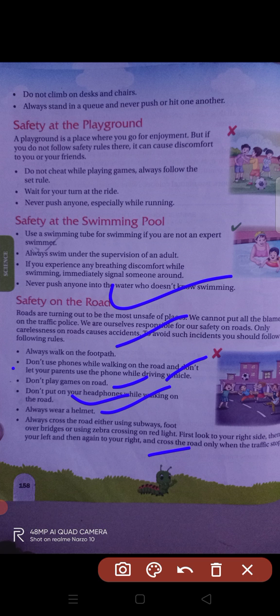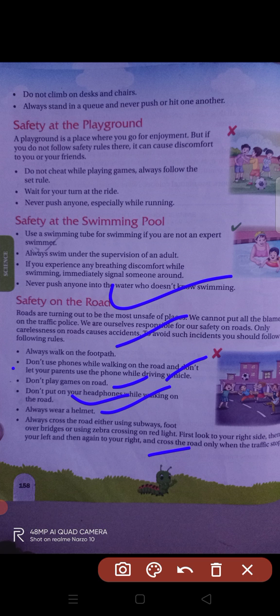See here, whenever you are crossing or walking on the road, you should always walk on the footpath. And also don't use any phones while walking on the road.